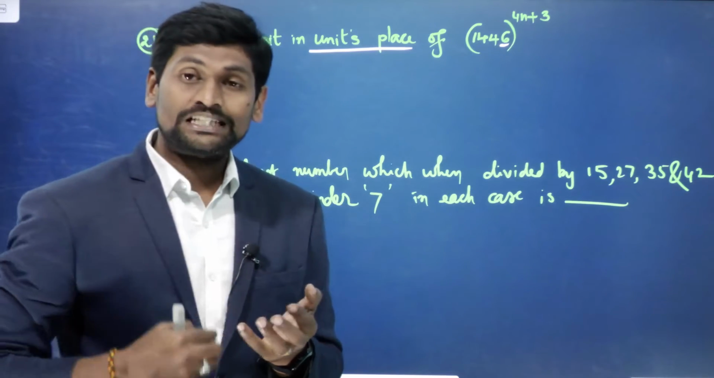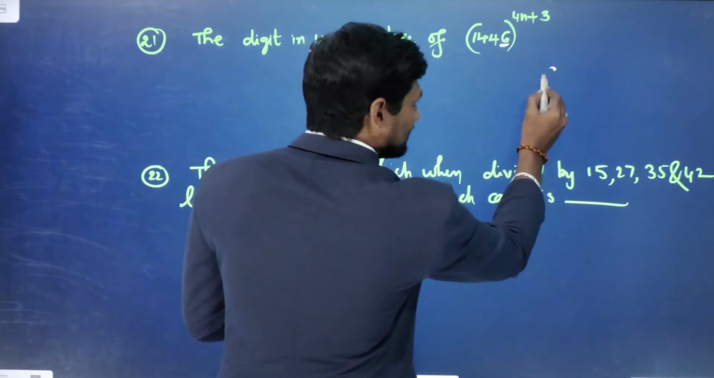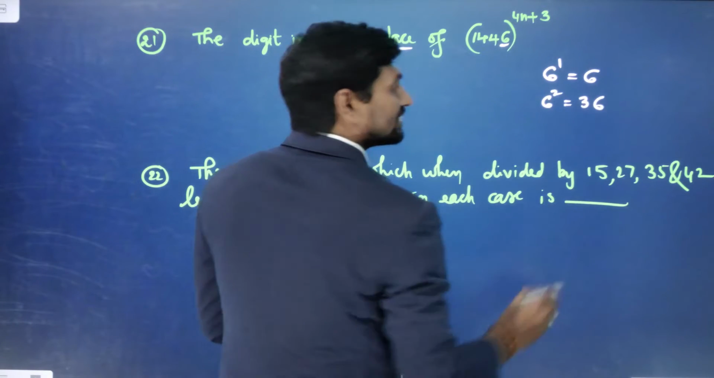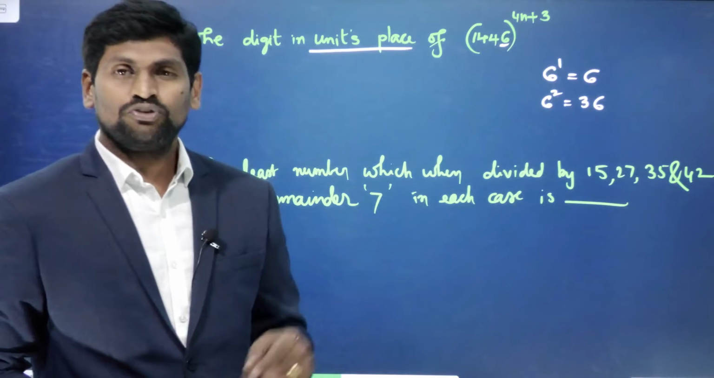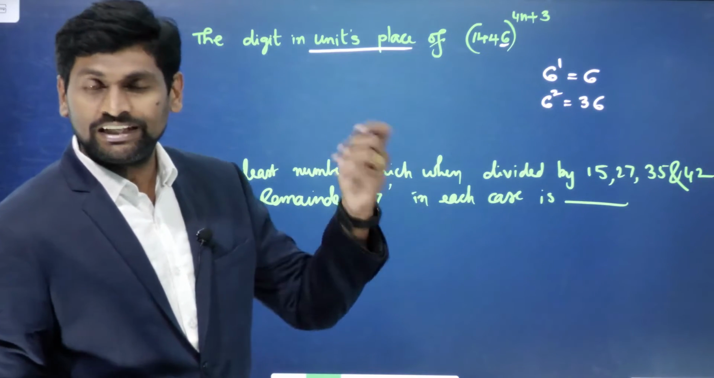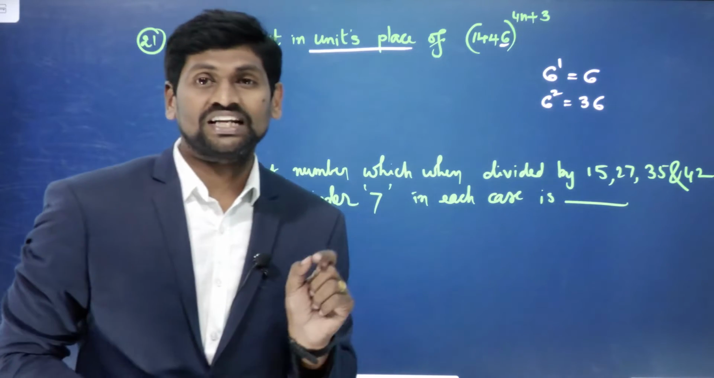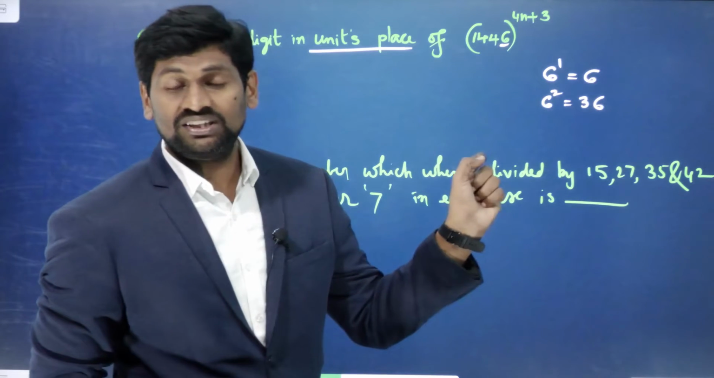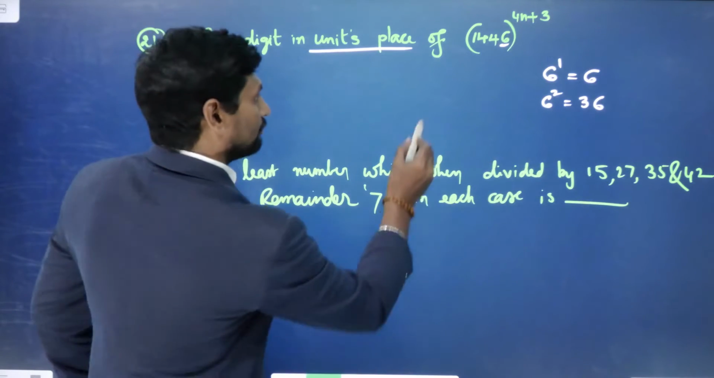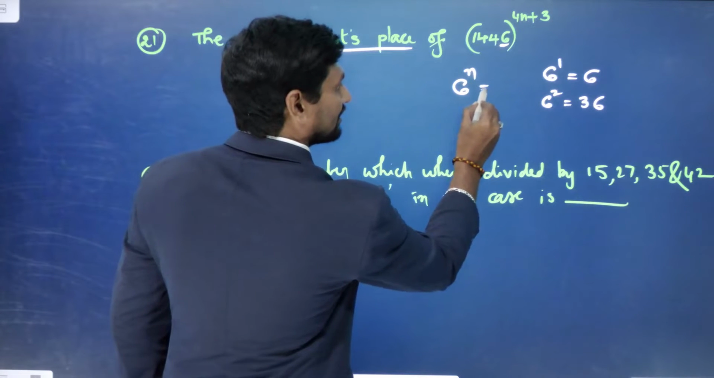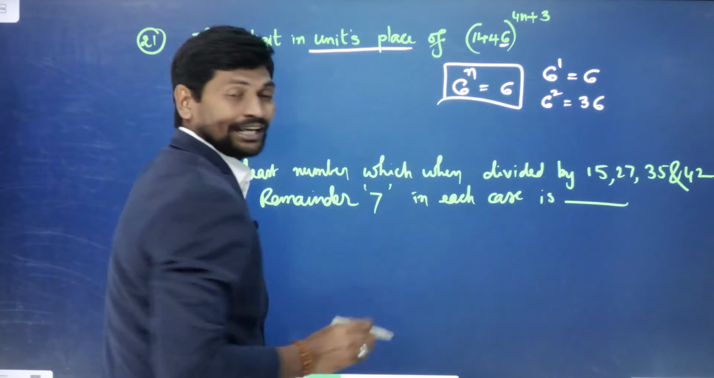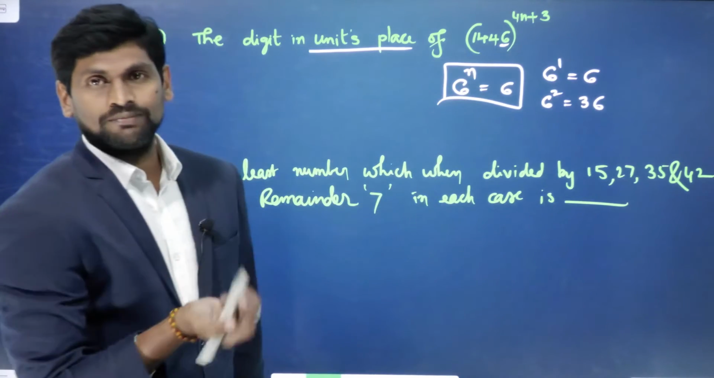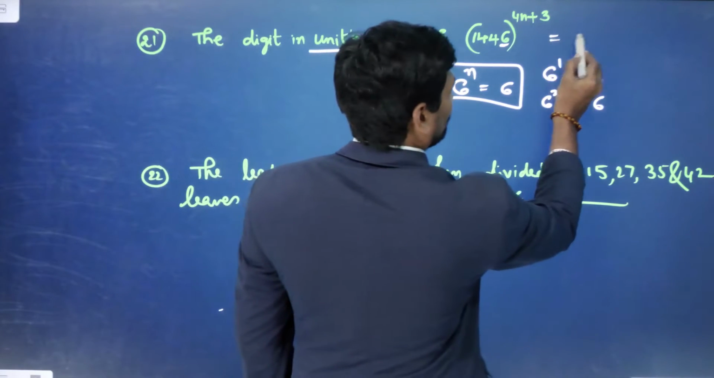That means 6 power 1, 6 power 2, 6 cube, like that. Let us see that. 6 power 1, how much? 6. 6 square, 36. 6 cube, 216. If you observe that, 6 power any number, whether it is odd or even, that value ends with the unit digit 6. Simply, 6 power n is equal to 6, where n can be odd or even. What is the unit digit here? 6. 6 power something will end with the digit 6 only.